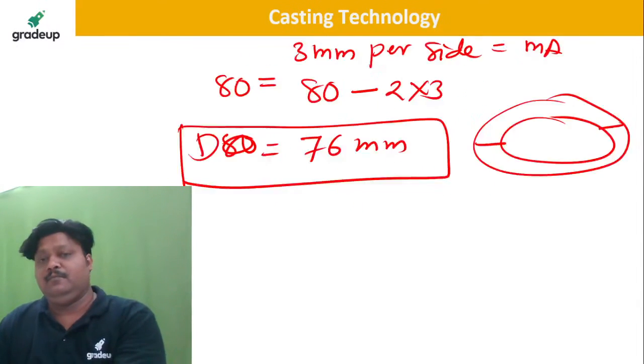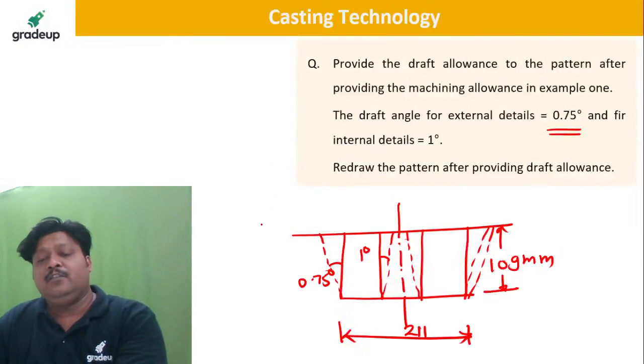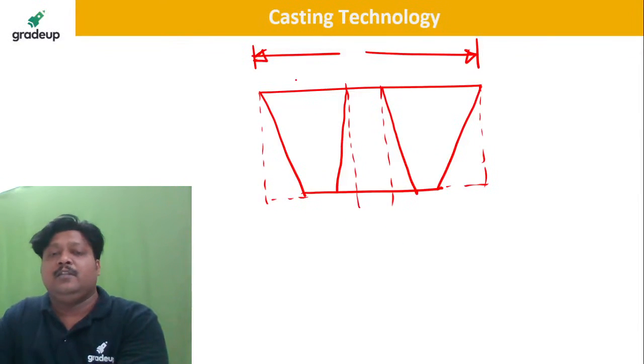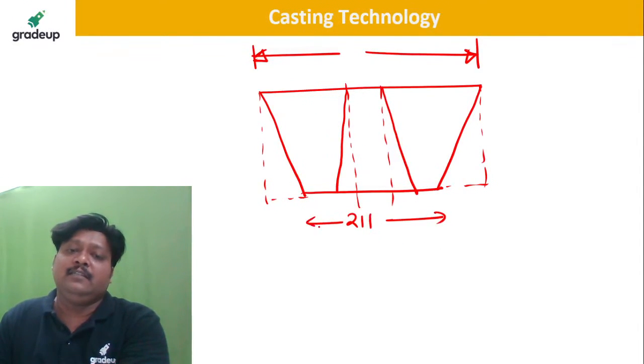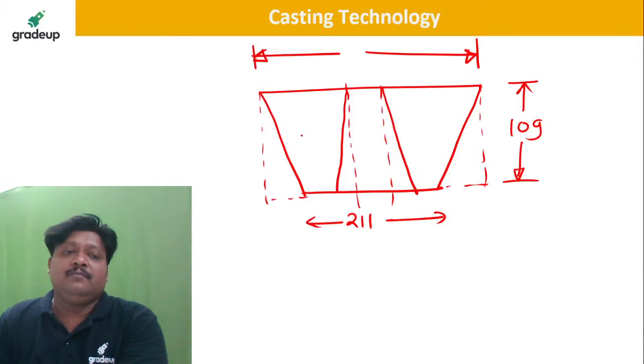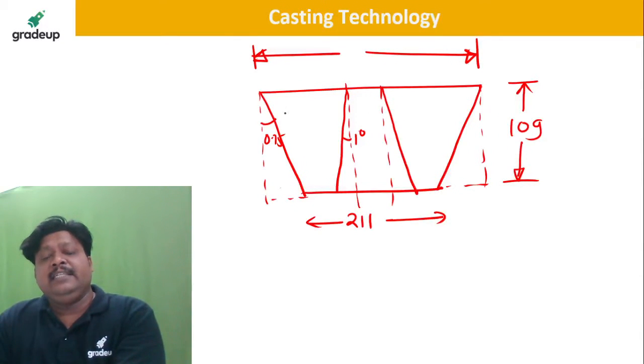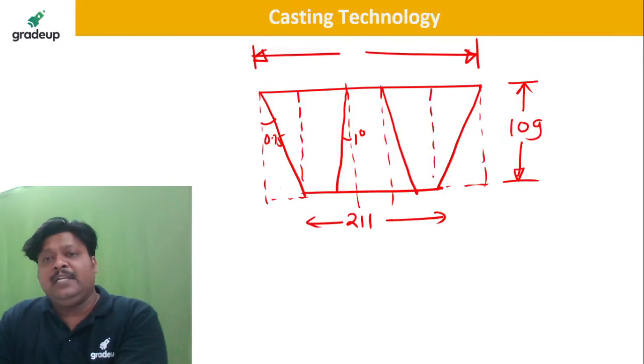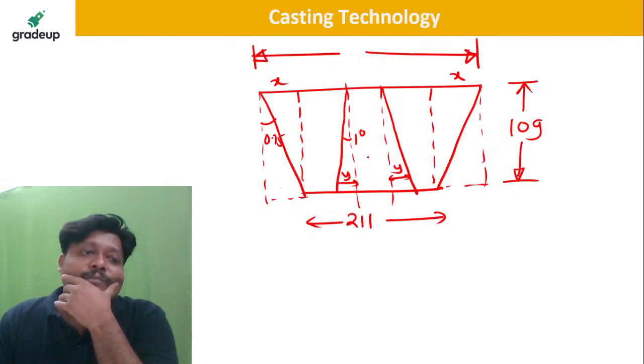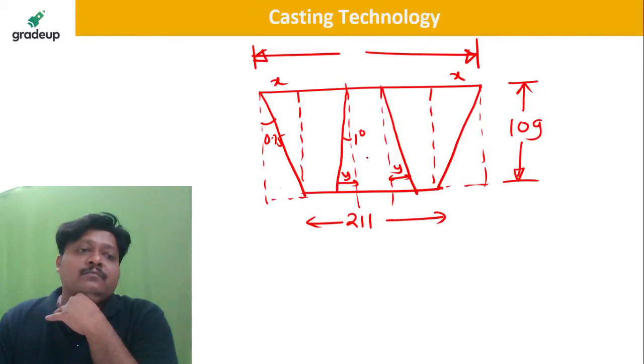Yes, tell me the value. So this is actually 211 and this is 109. So 211 becomes how much? External taper is 0.75 and internal is 1 degree. Suppose this is the enlargement of x here, and there is a decrease of y here and y here.